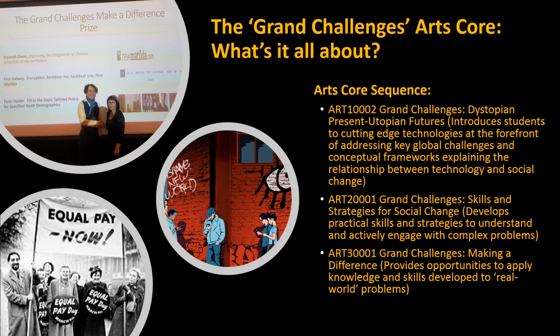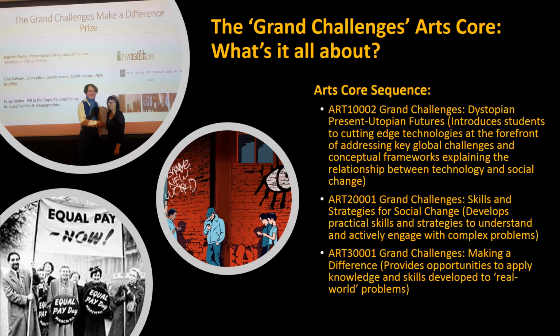So at first year level, students take Grand Challenges, Dystopian Present, Utopian Futures, and this unit is really about introducing students to some of the cutting edge technologies that are being used to address some of these key global challenges, and also the conceptual frameworks that we can use to help explain the relationship between technology and social science, as well as technology and social change.